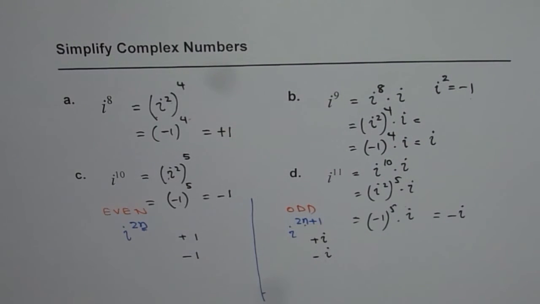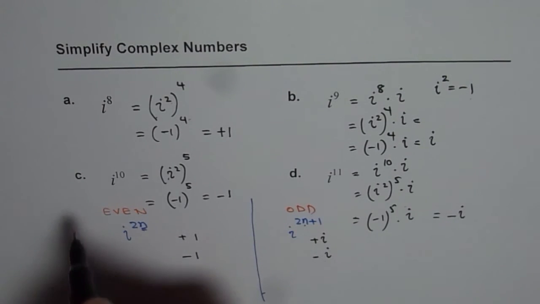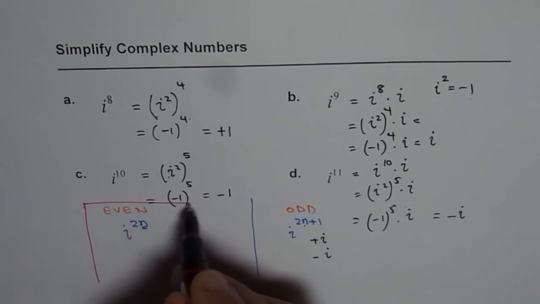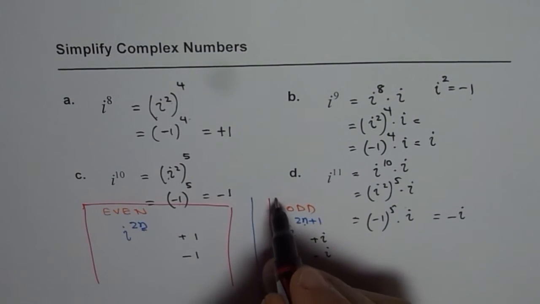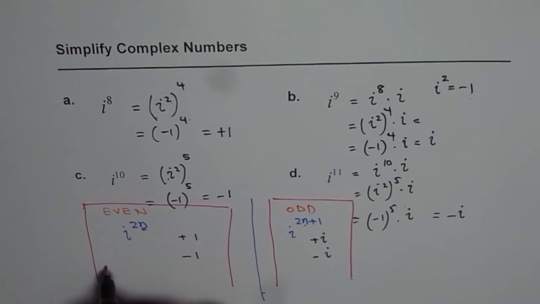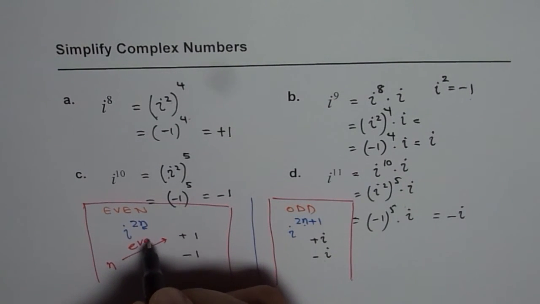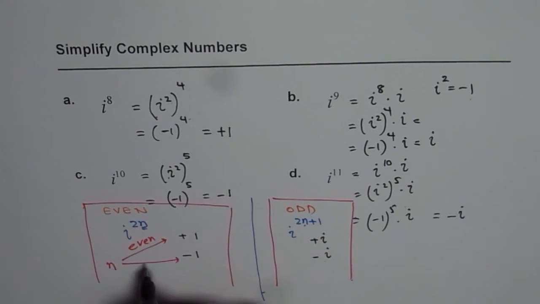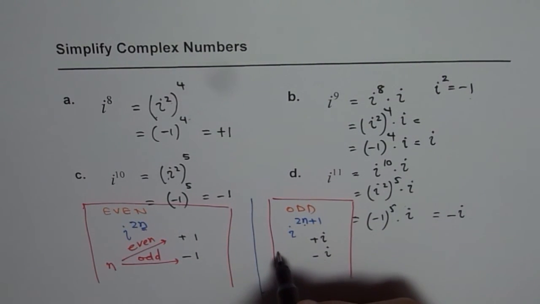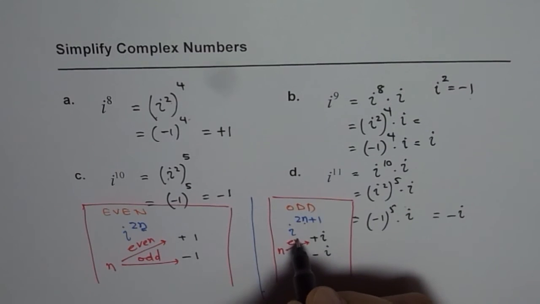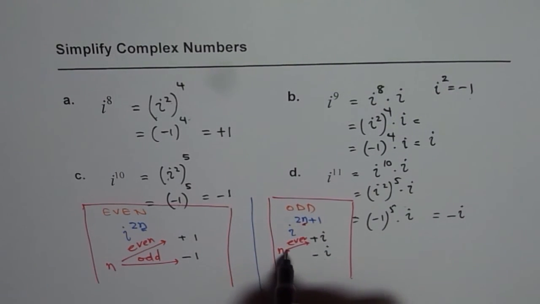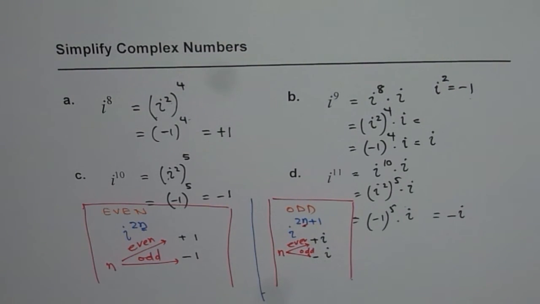So the answer is that in such cases, let me just make a block here and summarize what we have learned with the help of this example. So if n is even, then we get this, and if it is odd, we get this in this situation, right? Same here. So if n is even, and if n is odd, we get minus i. So keep that in mind.